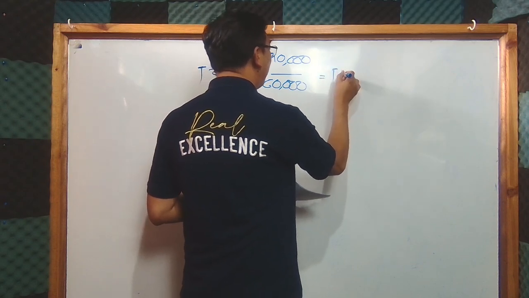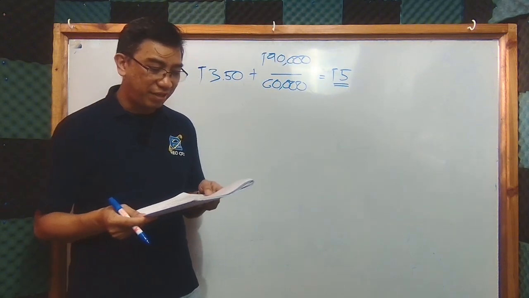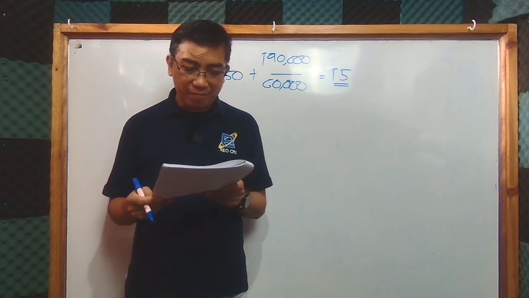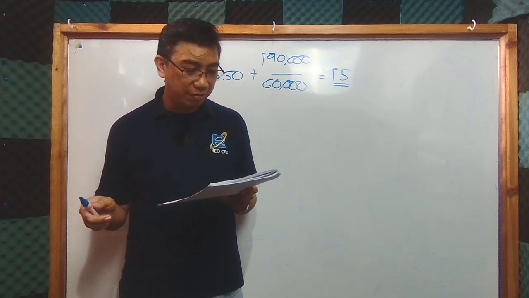So, the correct answer here is 5 pesos. Okay. Answer, 5 pesos for number 50. For number 55, what could be the correct answer here? So, at a minimum, we should sell at 5. Let's look at this, class.